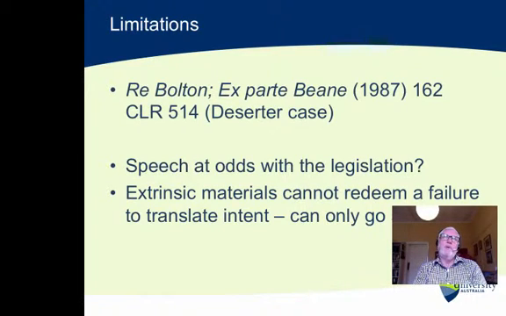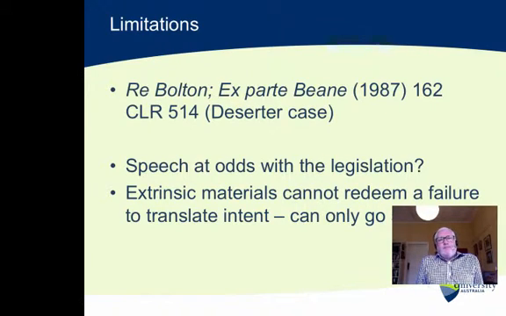So we've probably got to the point where, and I'll finish on this as well, it's accepted that counsel acting for the parties will bring forward extrinsic material to help the court to follow their line of argument about how a piece of legislation should be interpreted. But there's still some, I think, quite important limitations on its use.